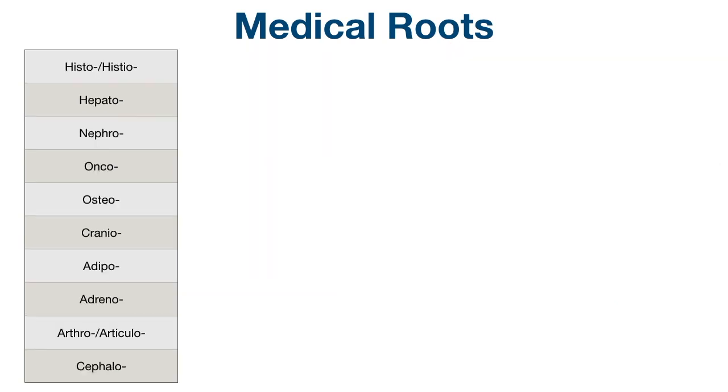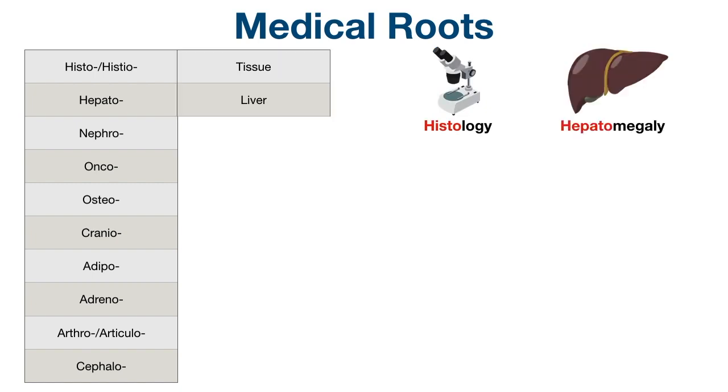Let's move on to the next group of common roots. First, we have histo or histio, which means tissue. For example, histology is the study of the microscopic structures of tissues. Next is hepato, which refers to liver. For example, hepatomegaly is the abnormal enlargement of the liver.